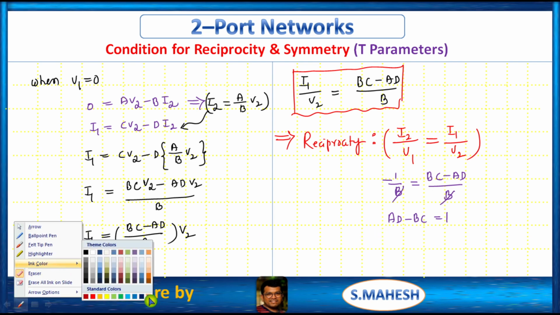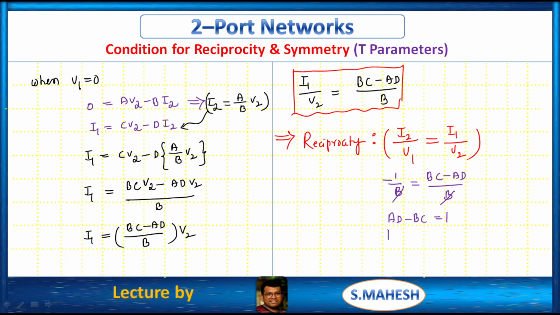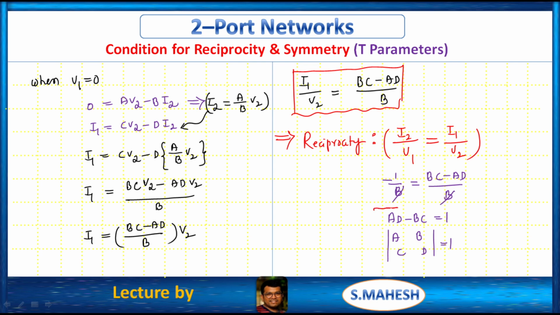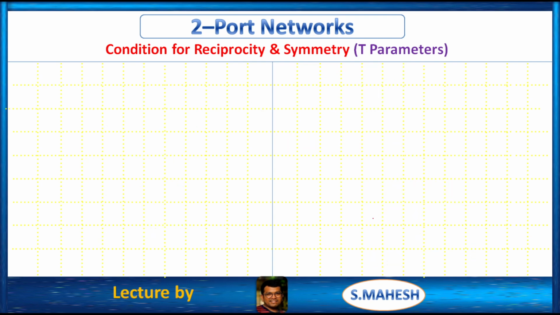AD minus BC is equal to 1, which means the determinant of the ABCD matrix is equal to 1, right? This is the condition for reciprocity in case of T parameters. Next, we have to discuss the condition for symmetry.